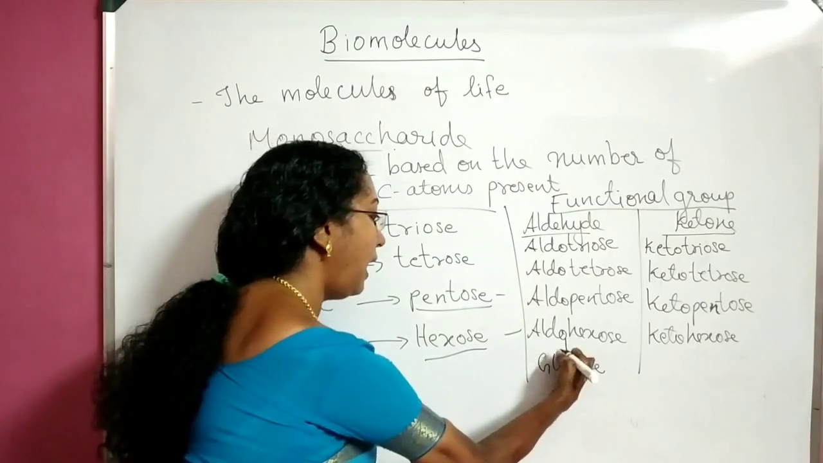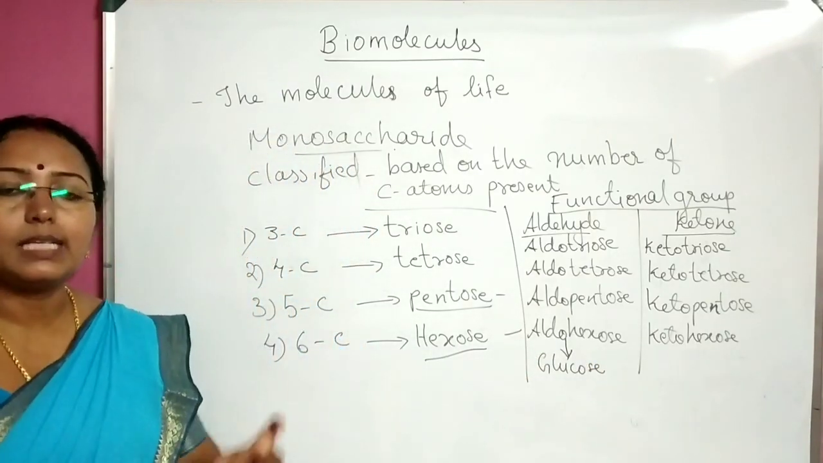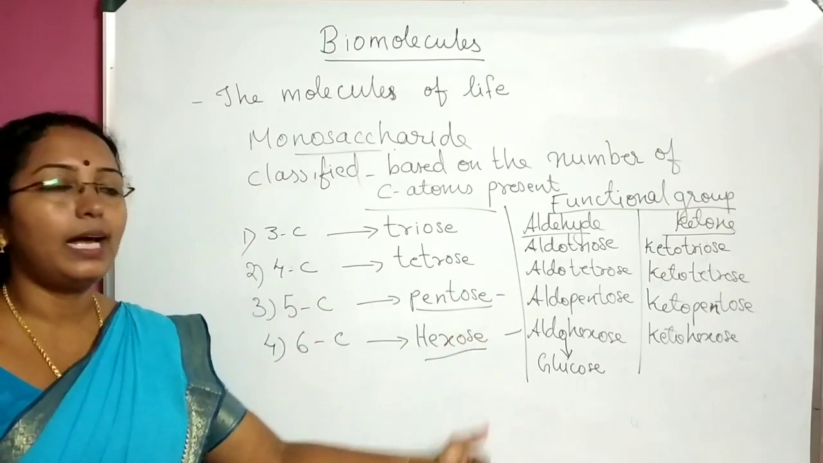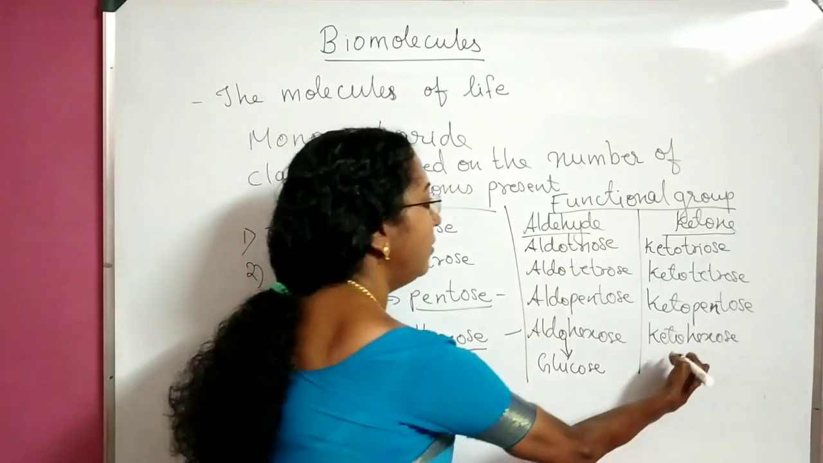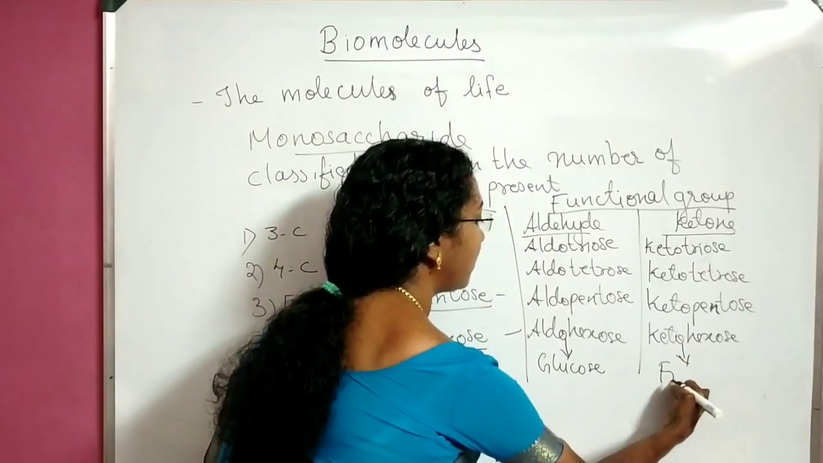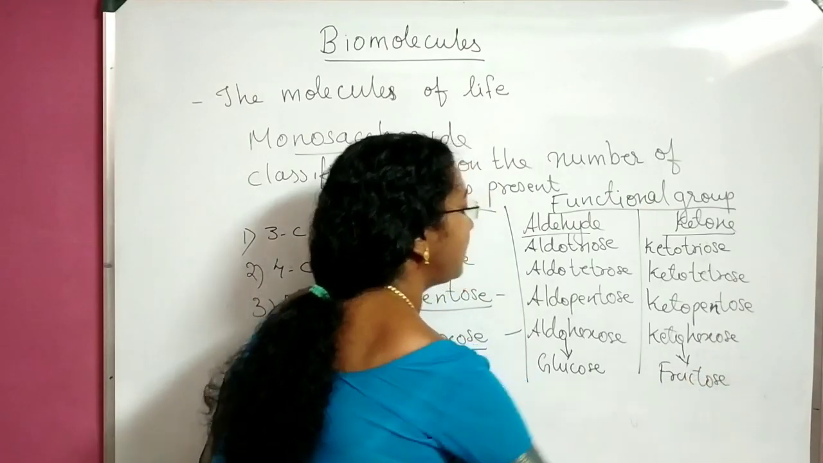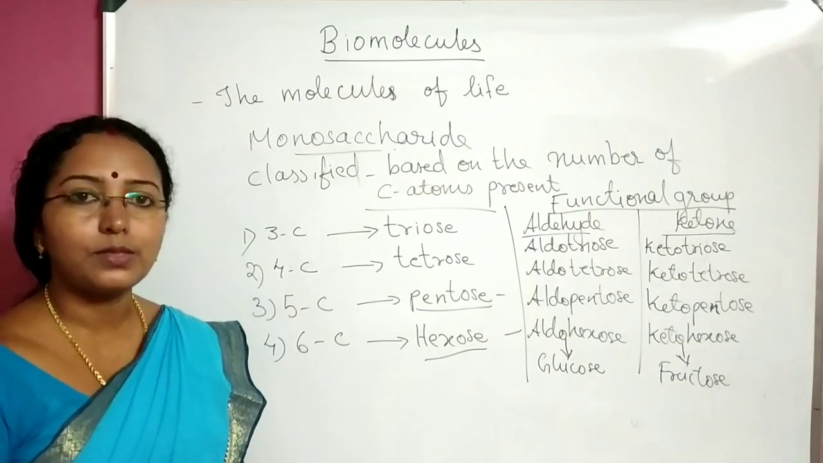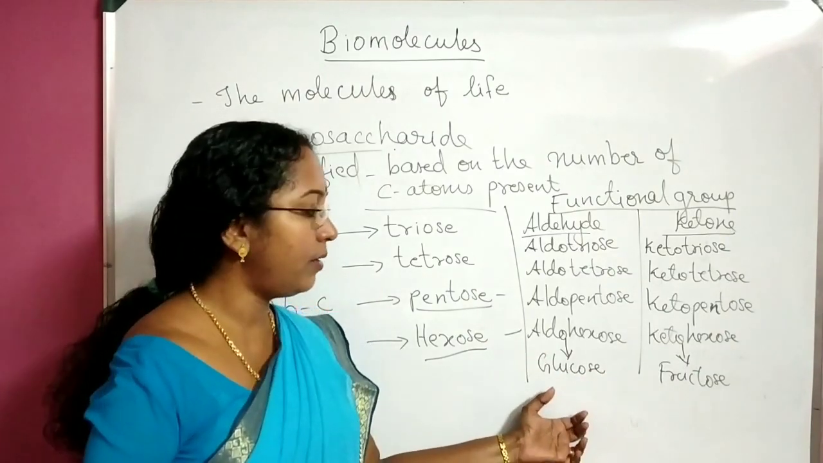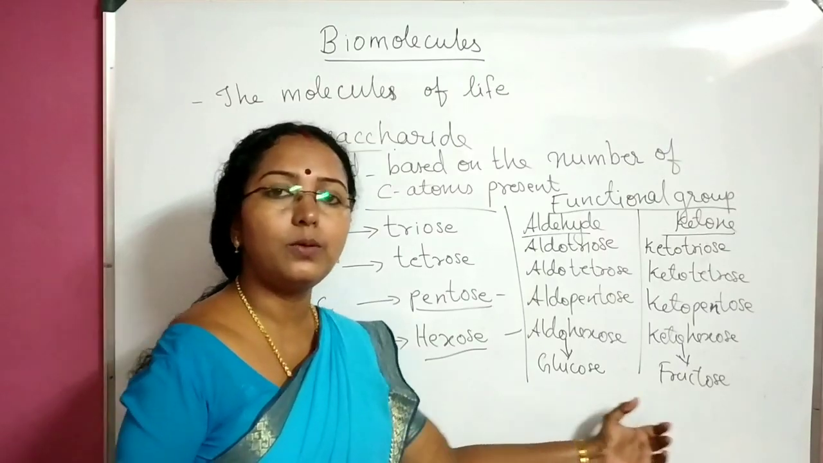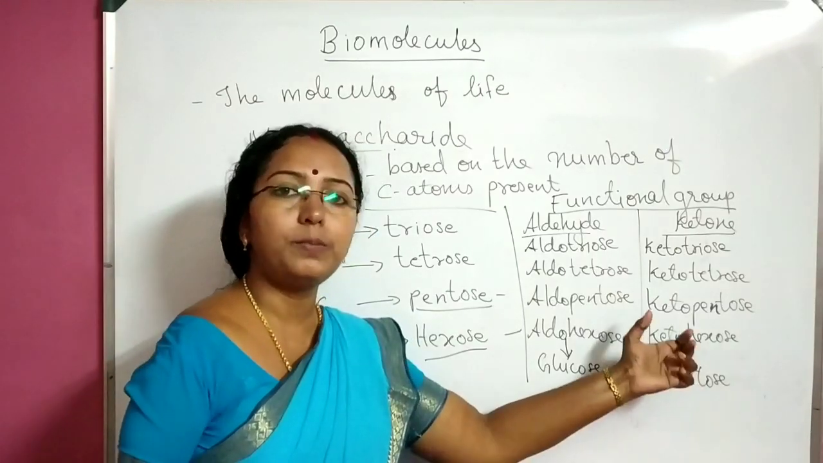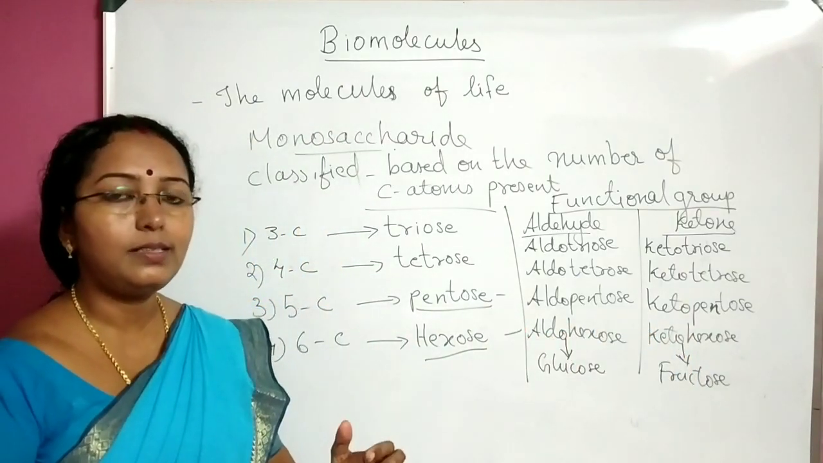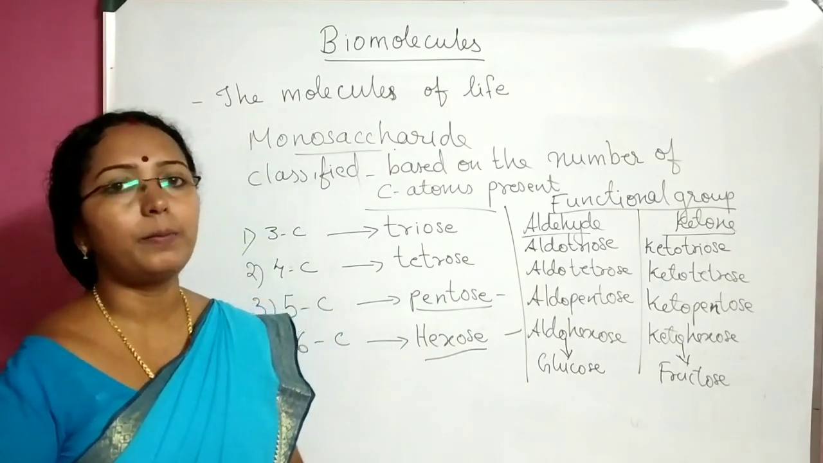So it is actually an aldohexose. Glucose is having 6 carbon atoms, and it is also having a functional group, that is aldehyde. And fructose is an example of a ketohexose. It is also having 6 carbons like our glucose. But what is the difference between glucose and fructose? In fructose, the functional group is ketone, and in glucose, the functional group is aldehyde. And what is the similarity? Both of them are having 6 carbon atoms.